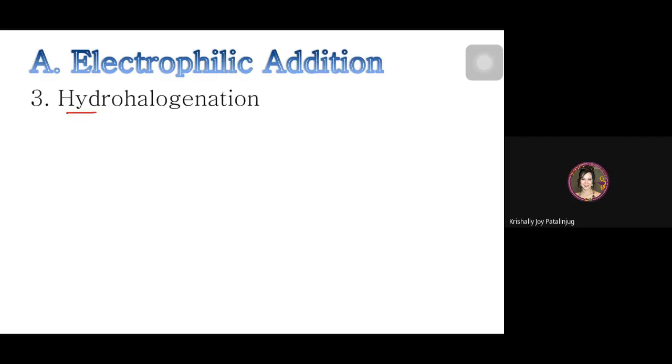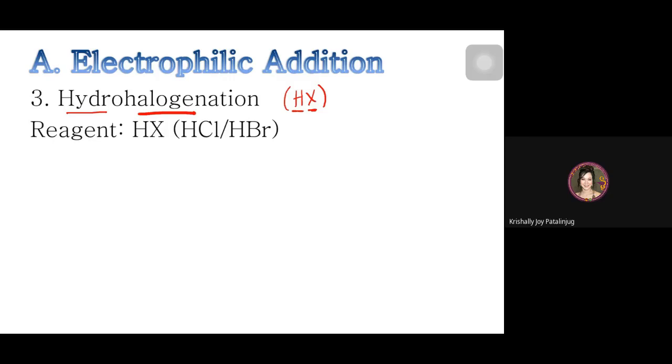Let's have hydrohalogenation. Hydro, so there is hydrogen. Then you have a halogen. So, hydrohalogenation. The reagent we need is HX. Right? H for hydro, then X is for halogen. That is the general formula of the reagent we need to add during hydrohalogenation. The specific reagents are the following acids: hydrochloric acid, or hydrobromic acid, or hydrogen chloride or hydrogen bromide.